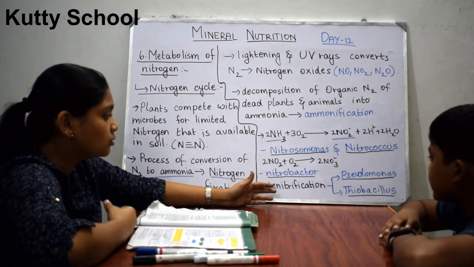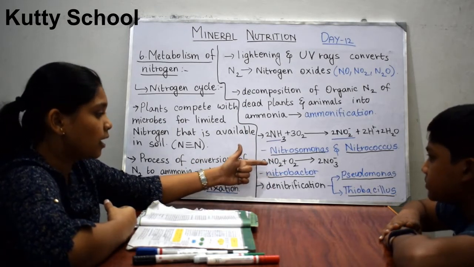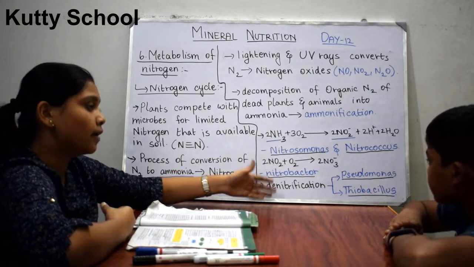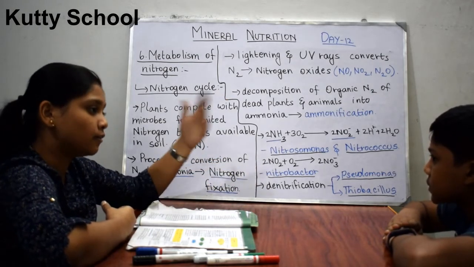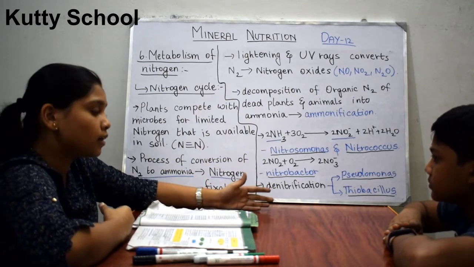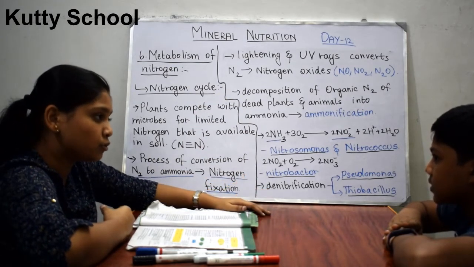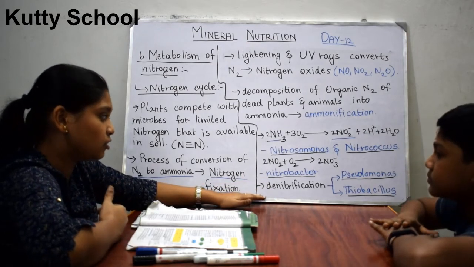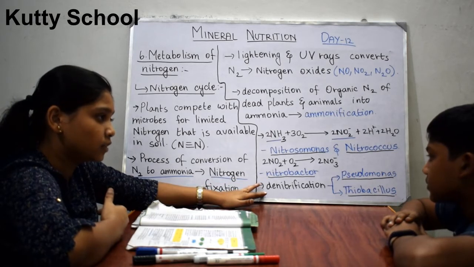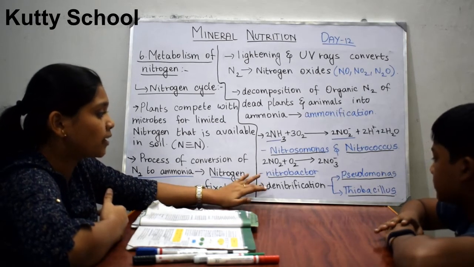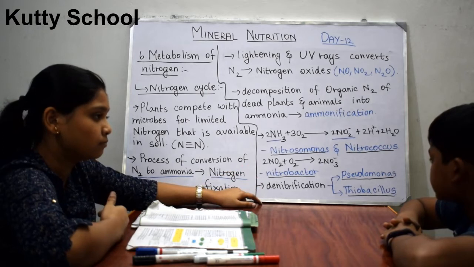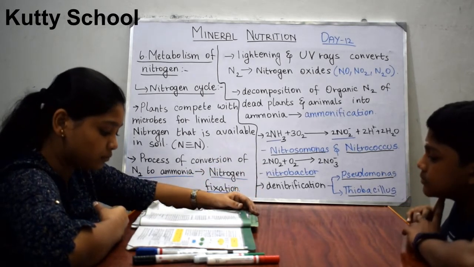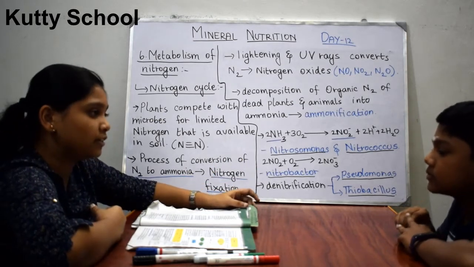Again, these nitrates enter into the plant, pass through the leaves, and again it falls, becomes ammonia and enters the atmosphere. This process, in which nitrates are converted back again, is known as denitrification, by the bacteria Pseudomonas and Thiobacillus. So bacteria are very important here. Next we will see biological nitrogen fixation.